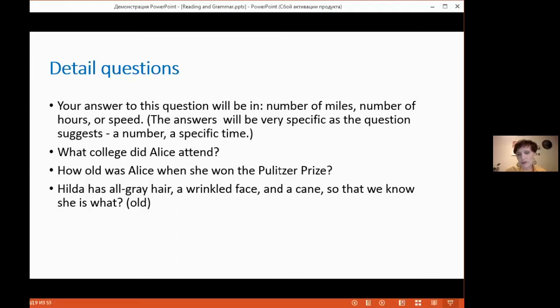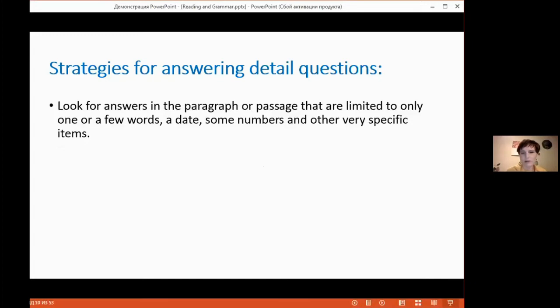Again, what would be the strategies? What strategies do you advise? Yes, skimming, you're looking through the text, looking for very specific words, very specific things. Scan the text, yes. With these kinds of questions, of course, you read the question, you understand what specifically you need to look for, and then you scan the text. Yes, so the strategies: you look for answers in the paragraph or passage, for one or a few words, for a date, some numbers, very specific items. Right.